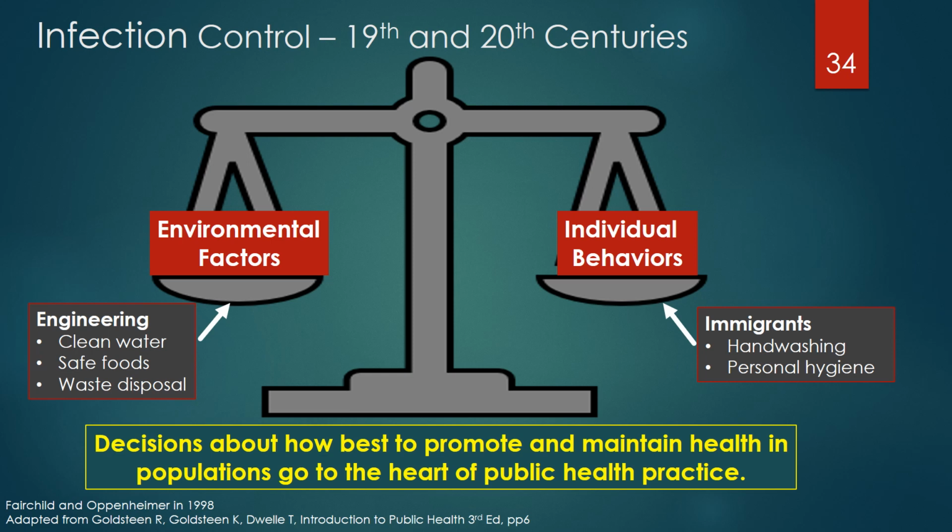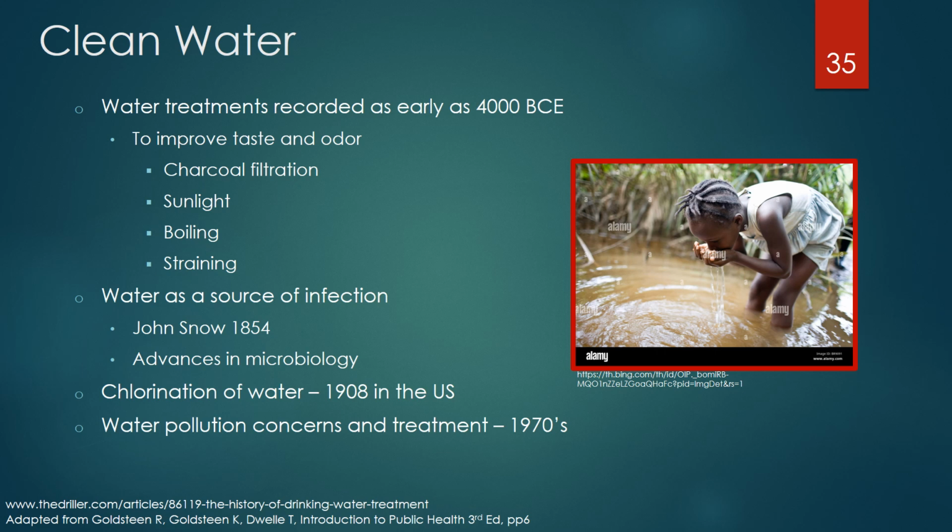Decisions about how best to promote and maintain health in populations go to the heart of public health practice. Public health approaches flex with time and scientific knowledge. For example, let's consider the progression of approaches to obtain clean water. Water treatments were recorded as early as 4000 BCE and were generally focused on improving the taste and odor of drinking water by filtering through charcoal, exposing to sunlight, boiling, and straining.